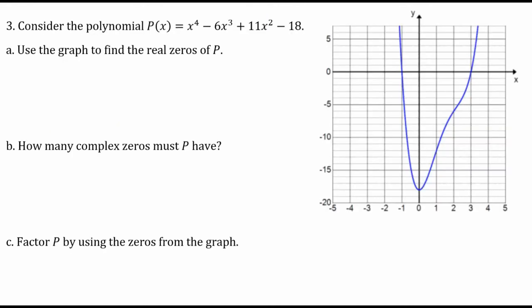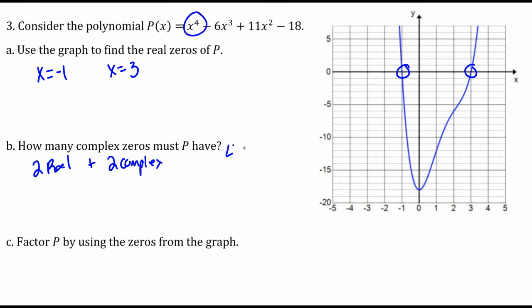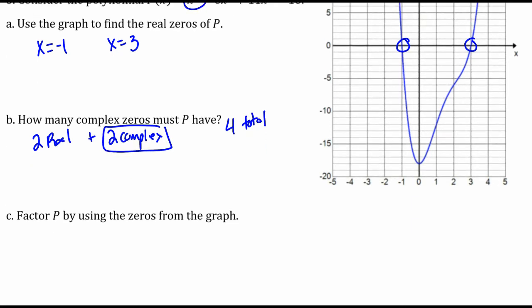Number 3, consider the polynomial p of x. Use the graph to find the real zeros. Well, the real zeros are found on the x-axis. Found it and found it. So I have x equals negative 1 and x equals 3. I've got two real zeros, which means I also need two complex, because overall I should have 4 total.